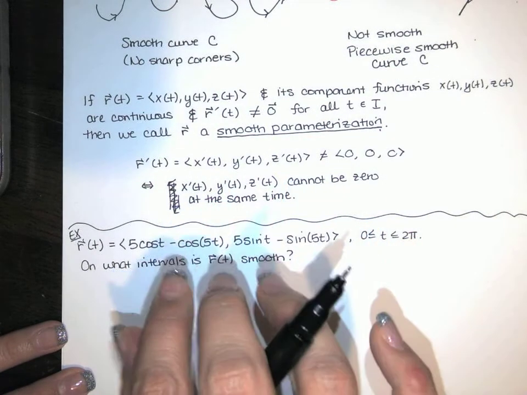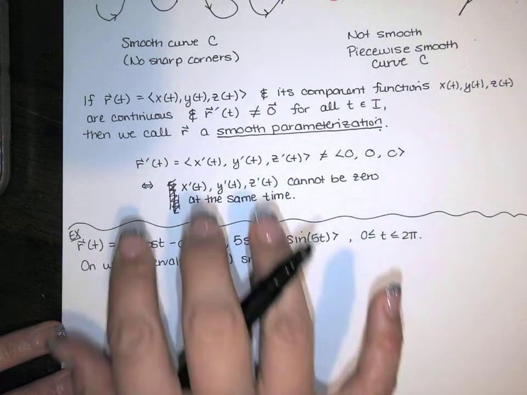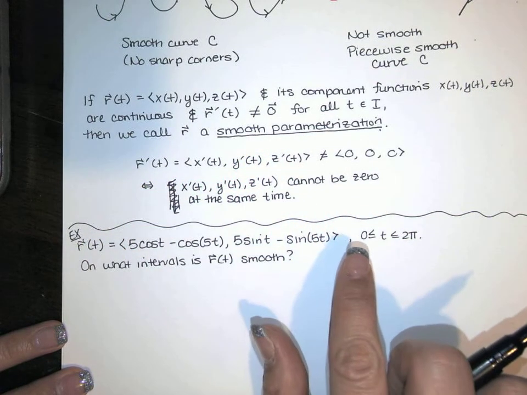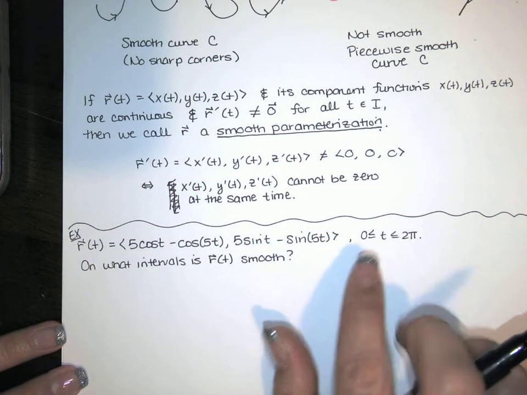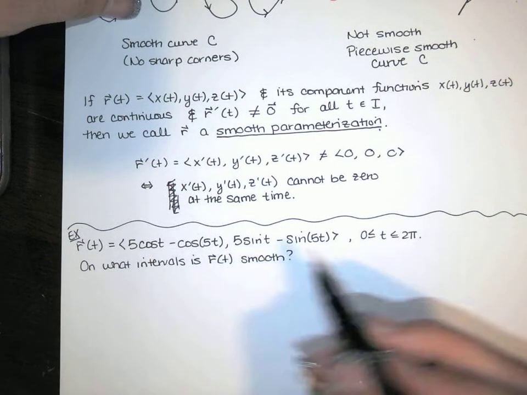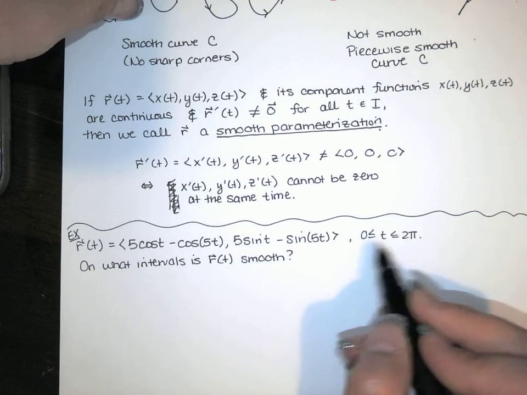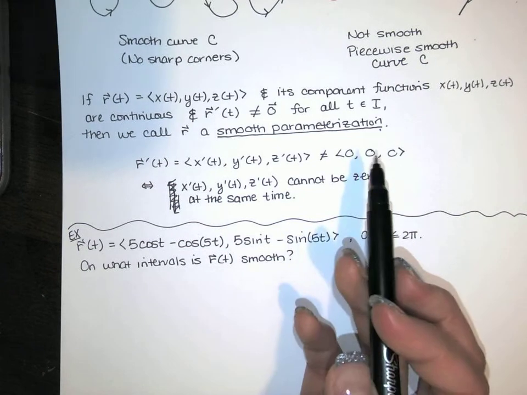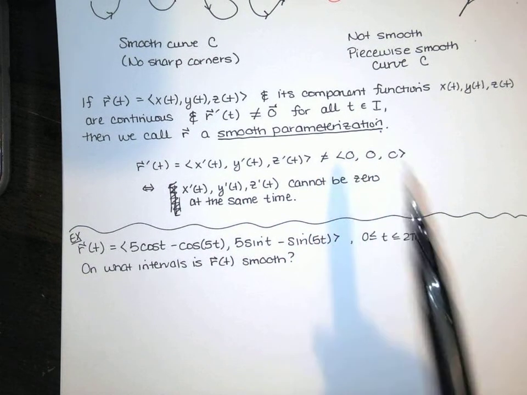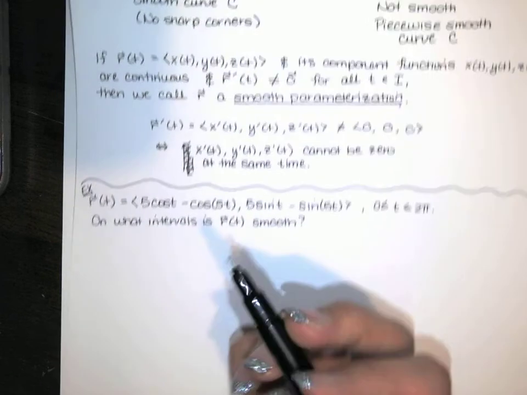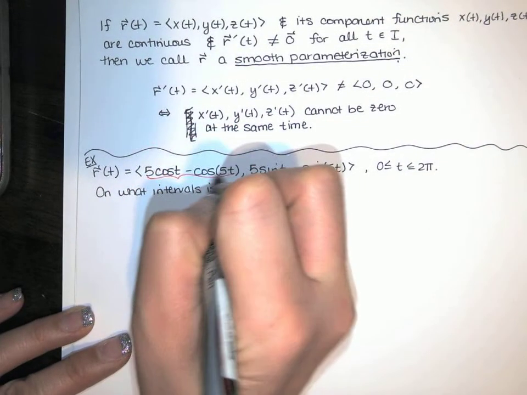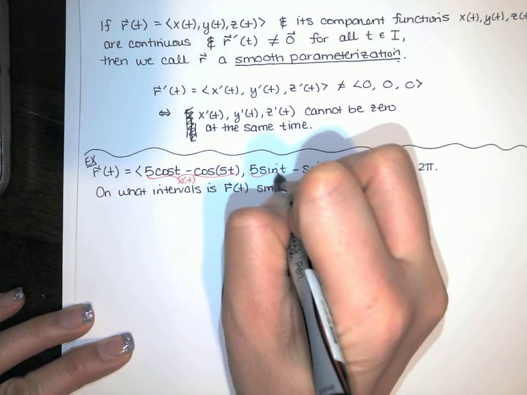Now we're not looking for all of the possible values of t where r prime is 0. We're looking for the values of t on the interval from 0 to 2 pi that cause a problem. So let's find r prime and then think about when on this time interval we might have this 0, 0 problem. Since we're in 2D, it's just going to be 0, 0 instead of 0, 0, 0. So this is our x component. This is our y component.